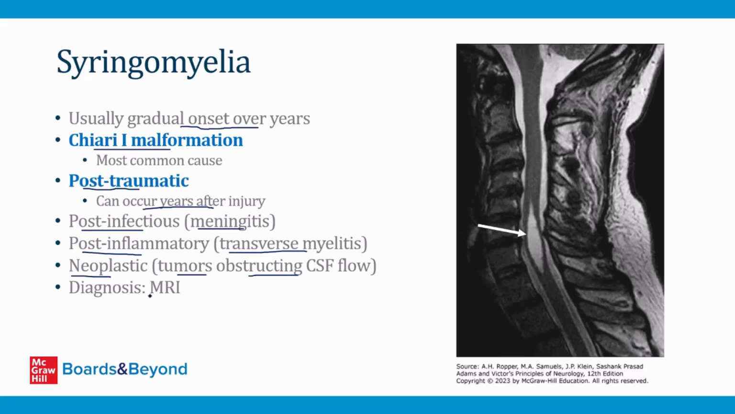The diagnosis is usually by MRI. This is a picture of a syrinx shown here. This is it, this white area in the middle of the spinal cord. These are fairly easy to identify by MRI, even as an early med student, so you should get an idea of what they look like in case you see one in a board question.